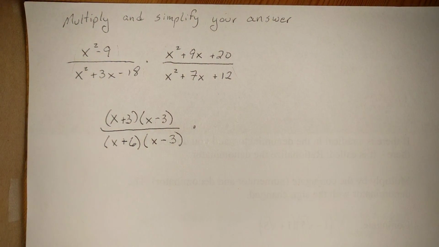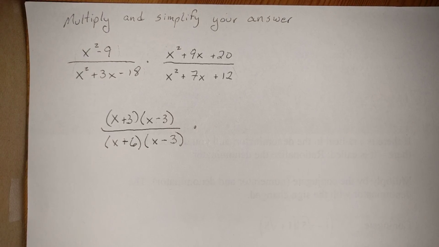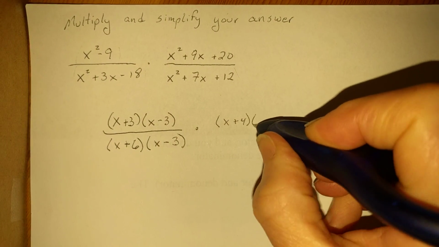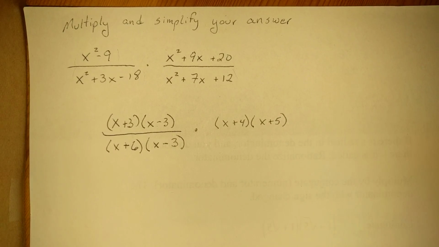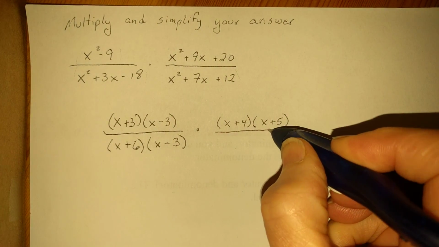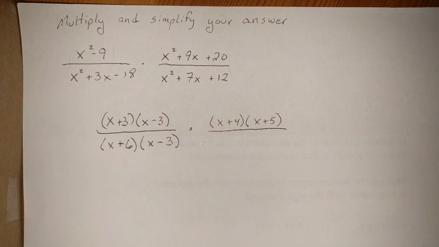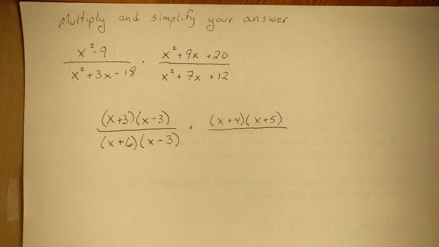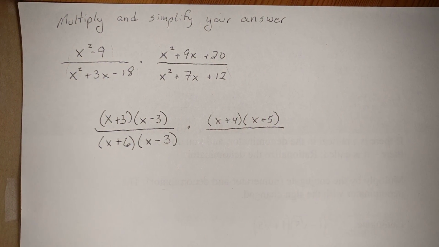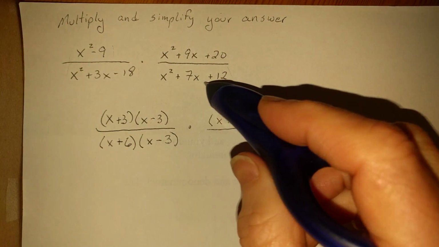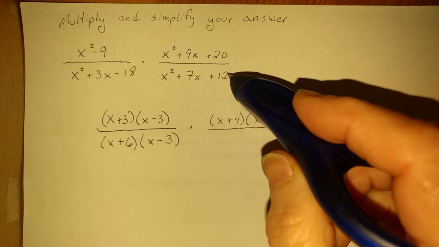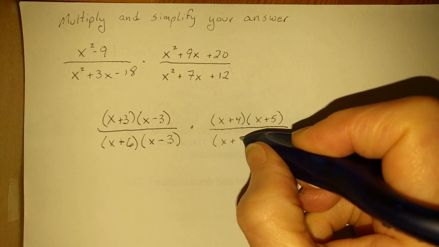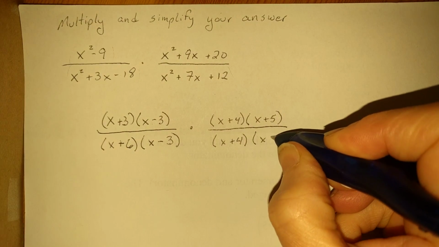Now I'm going to factor x squared plus 9x plus 20. That's going to be x plus 4 times x plus 5. If you have any doubt on your skills in factoring, always check these middle terms in particular. Always check what you have factored to make sure you have factored it correctly. This one, multiply to 12, add to 7, so that's x plus 4, x plus 3.